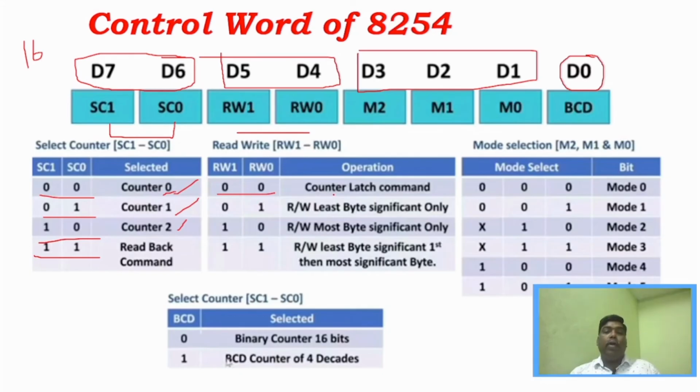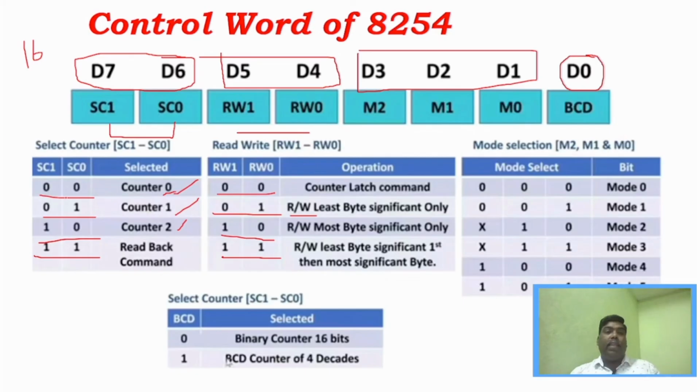So if it is 0 0, the counter will be in latch command, right? No read write operation, it will be in latch command. If it is 0 1, read or write operation is possible only for the least significant byte. You know what is LSB and what is MSB, right? Similarly, if it is 1 0, read write operation can be done only for the most significant byte. And if it is 1 1, first the least significant byte will be read or written, and then the most significant byte can be read or written, right?